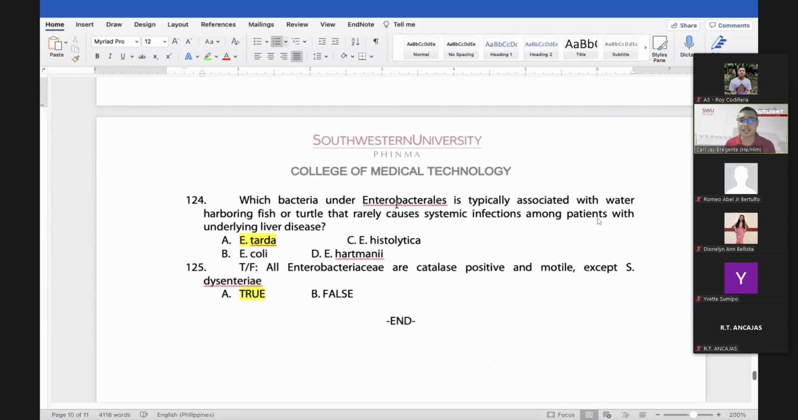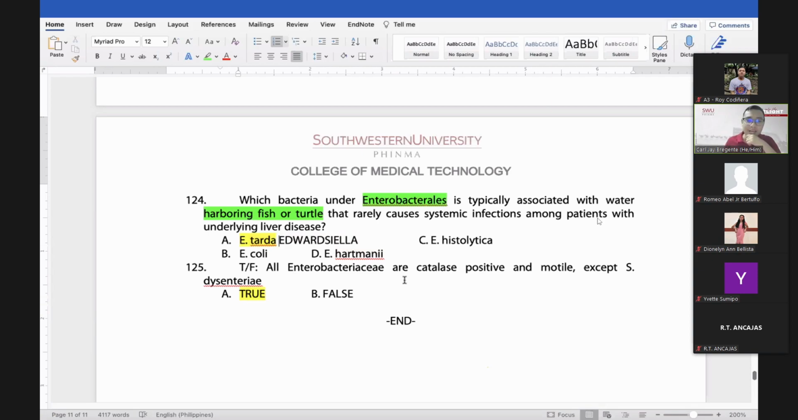124, which bacteria under Enterobacterales is typically associated with water harboring fish or turtles, and rarely causes systemic infection among patients with underlying liver disease? When you read fish and turtles as part of Enterobacterales, always think of Edwardsiella. So, the answer is Edwardsiella. This one is Edwardsiella tarda. It's only one, I think, significant species under Edwardsiella.